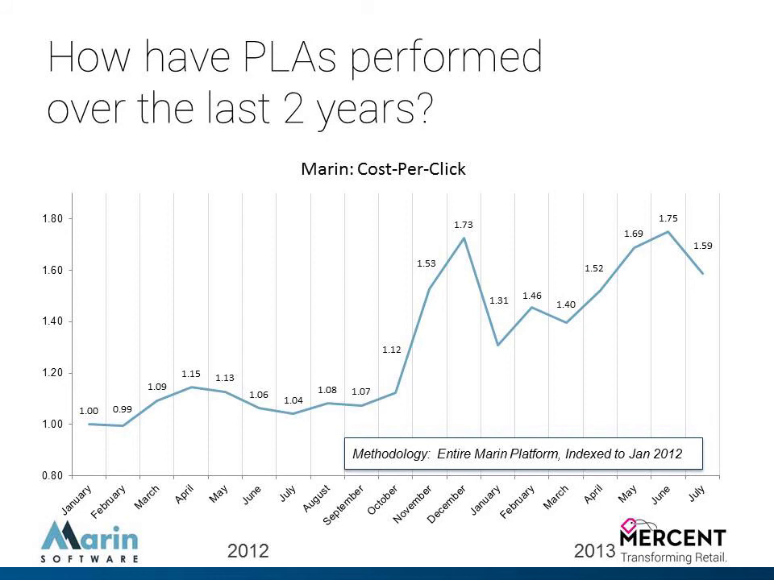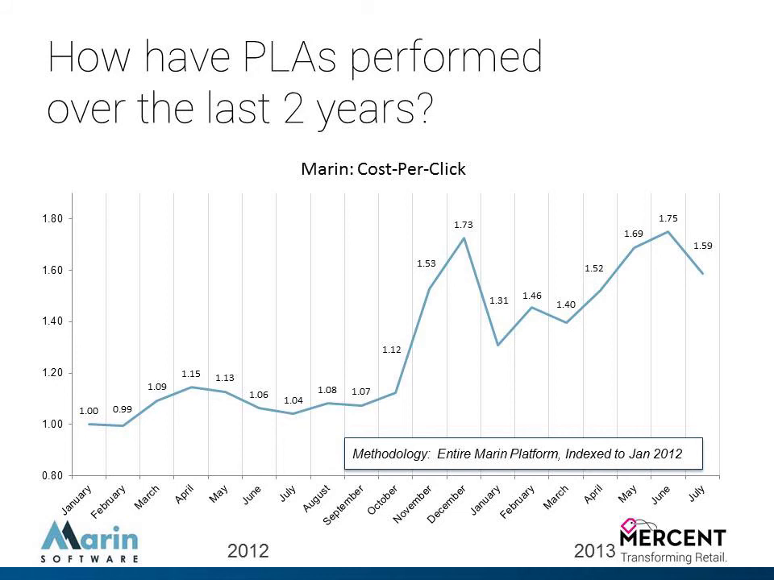So PLAs are not only cheaper, but they also perform better from a click-through rate perspective than text ads. And this is certainly a win-win situation for retailers. However, it is important to keep in mind that in July of this year, PLA CPCs increased 53% year over year, while text ads only increased 10%.